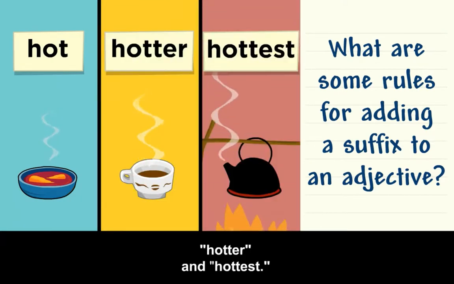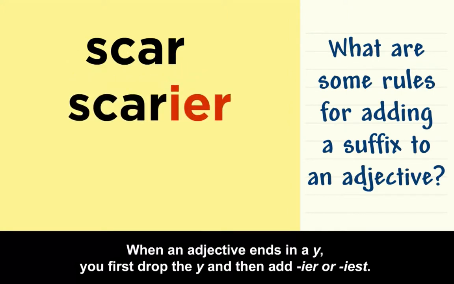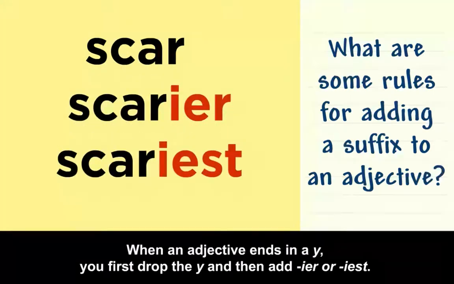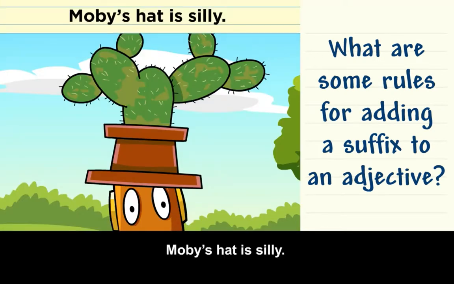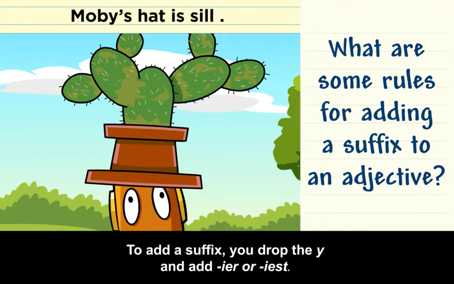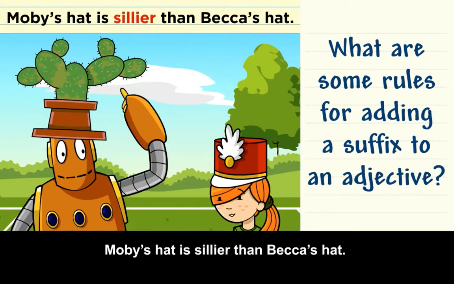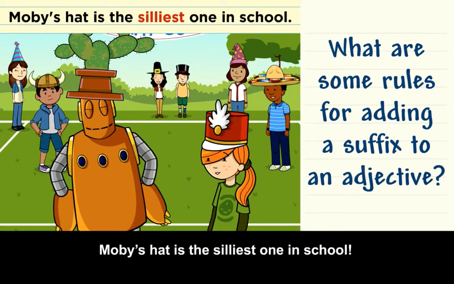Hotter and hottest. When an adjective ends in a Y, you first drop the Y and then add IER or IEST. Moby's hat is silly. The word silly ends in the letter Y. To add a suffix, you drop the Y and add IER or IEST. Moby's hat is sillier than Becca's hat. Moby's hat is the silliest one in school.